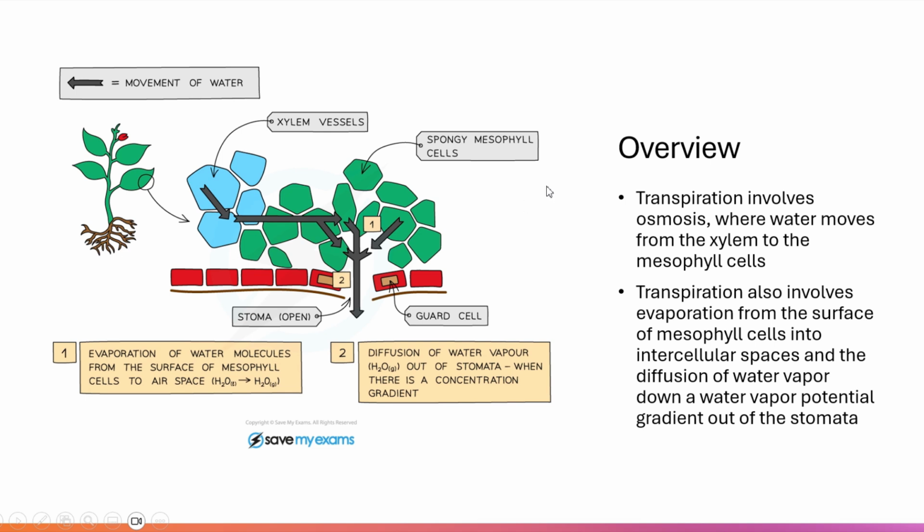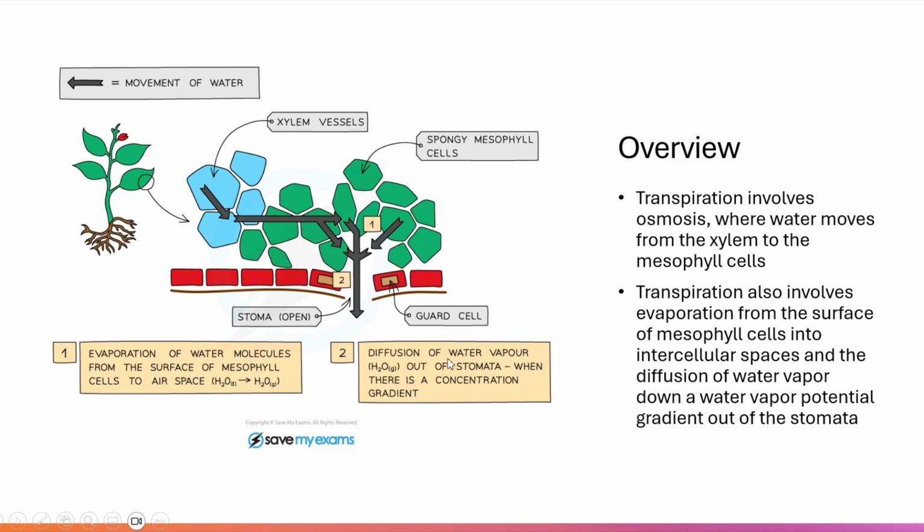Overview. Transpiration involves osmosis, where water moves from the xylem to the mesophyll cells. Transpiration also involves evaporation from the surface of the mesophyll cells into intercellular spaces, and the diffusion of water vapor down the water vapor potential gradient out of the stomata. So there's two ways that water is lost. First is evaporation of water from the surface of the mesophyll cells to the airspace. So that's number one here. They go from the mesophyll cells, evaporate through the air spaces and eventually leave.